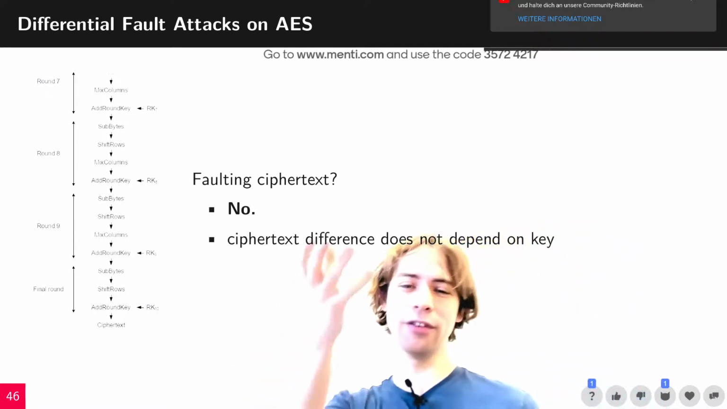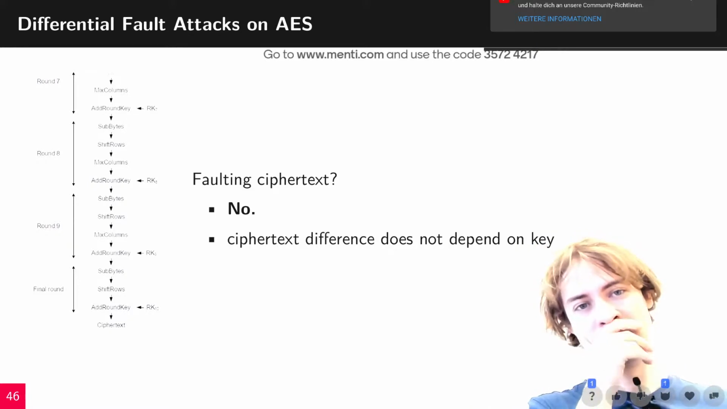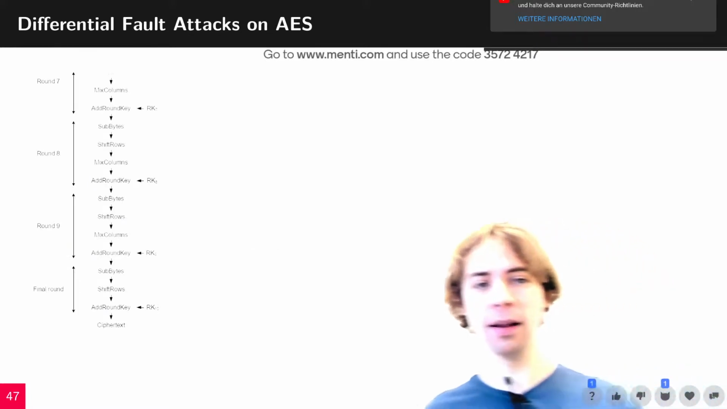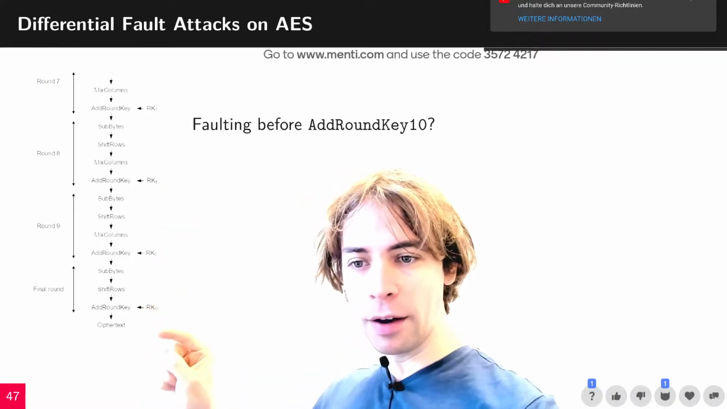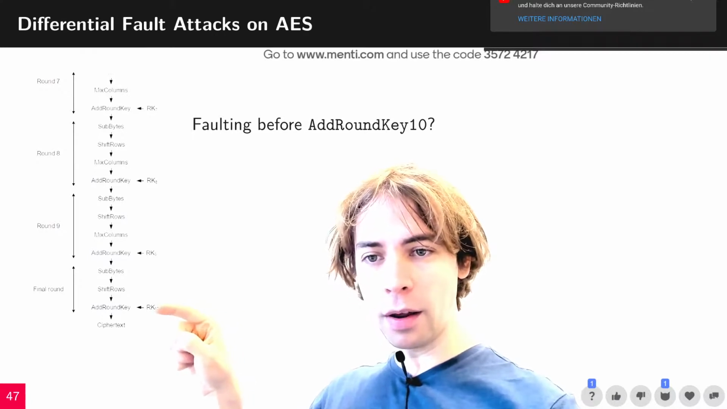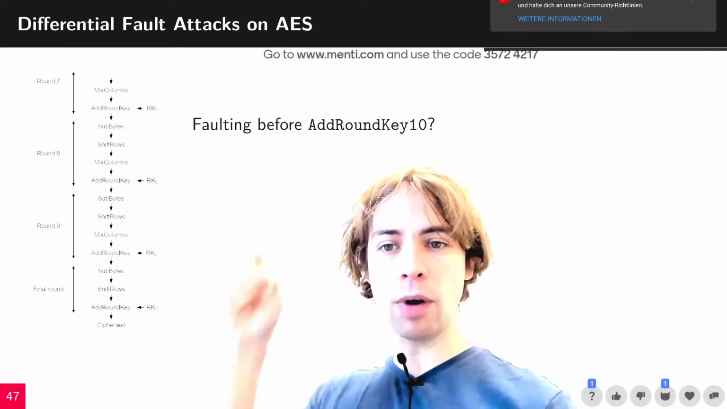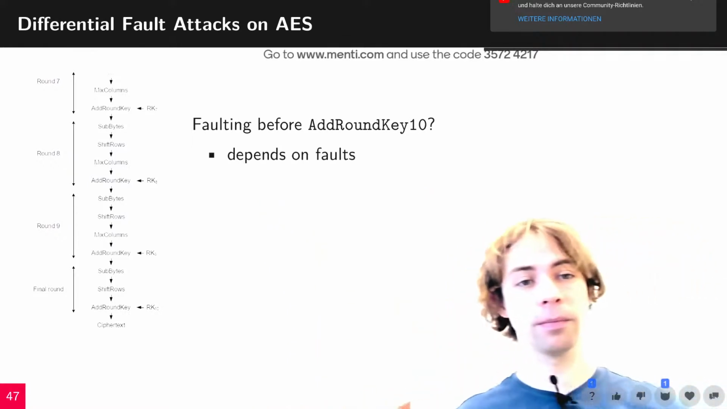The ciphertext difference doesn't depend on the key, so no. What could we fault then? Maybe we can fault at one of the different steps here. Maybe we can fault before this step happens, at the round key, then we get the round key, right? But it depends on the faults.